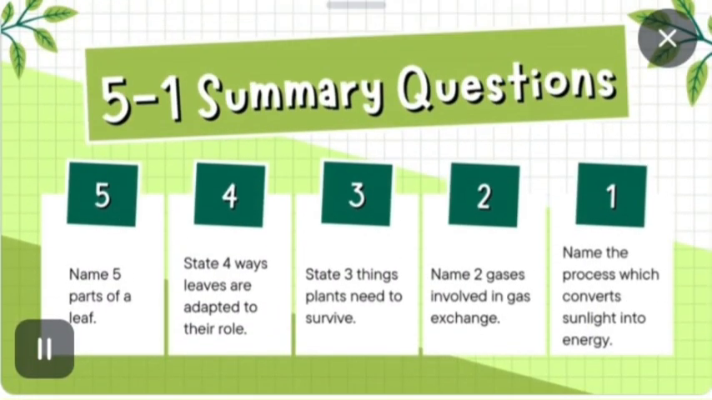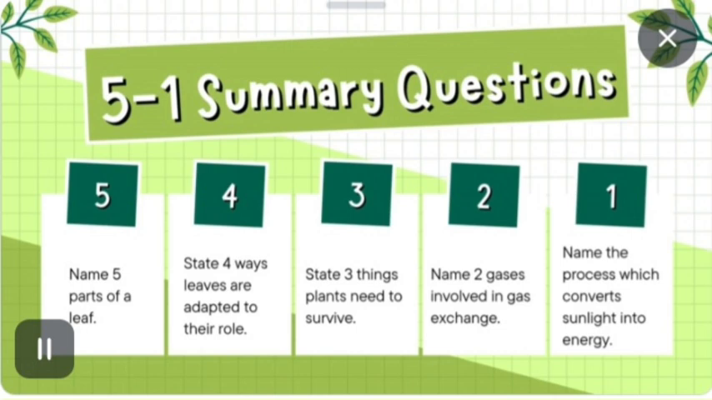structure. Now let's summarize. Okay, I'll ask you 5 questions, answer them in the comment section. So the first question is, name the process which converts sunlight into energy. As we all know that it is nothing but photosynthesis. Name two gases involved in gas exchange. I know that you all know what are those two gases. Those are carbon dioxide and oxygen.